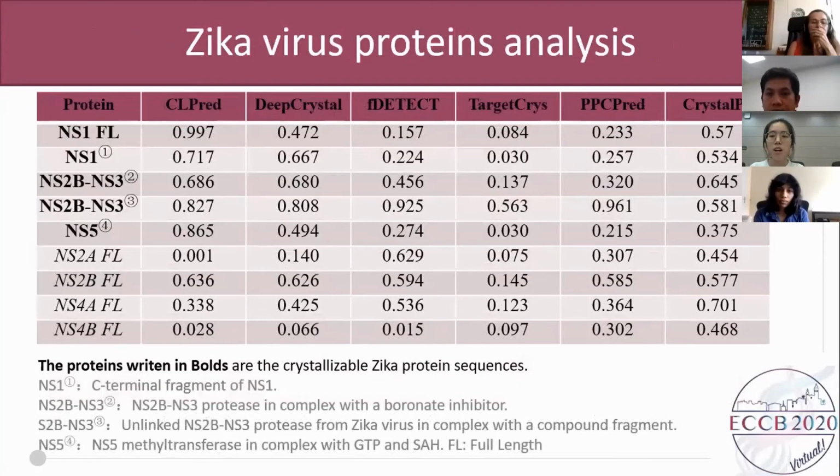At the end of my talk, I would like to give a case study of our method, which is Zika virus protein analysis. We have collected some crystallizable Zika protein sequences and some other Zika proteins that no evidence shows can produce diffraction quality crystals. As shown in the table, our method is the only model that 100% correctly identifies the Zika virus proteins which can produce diffraction quality crystals.